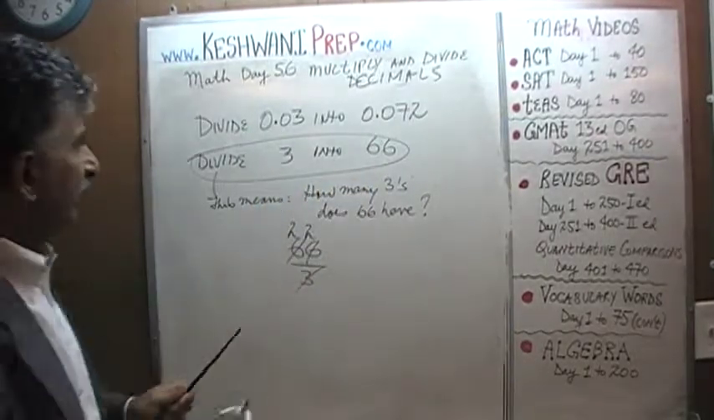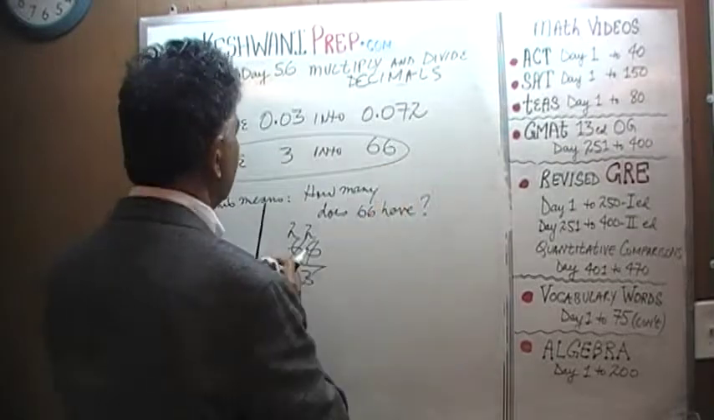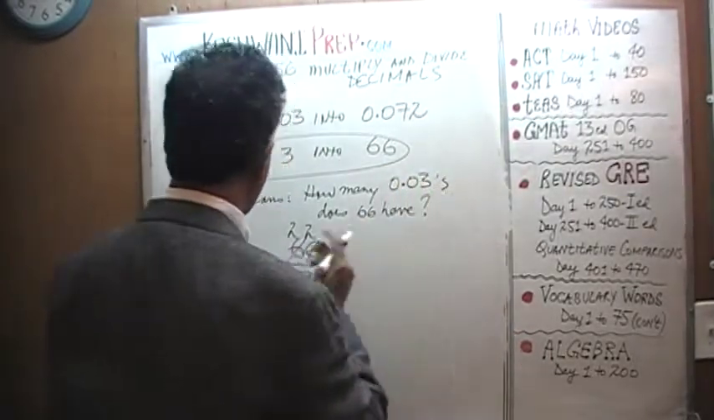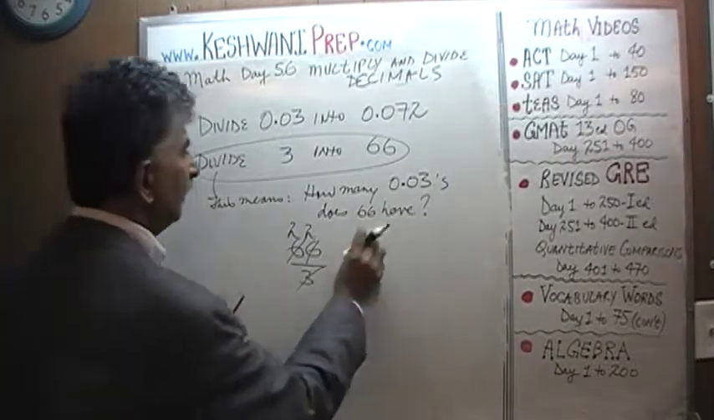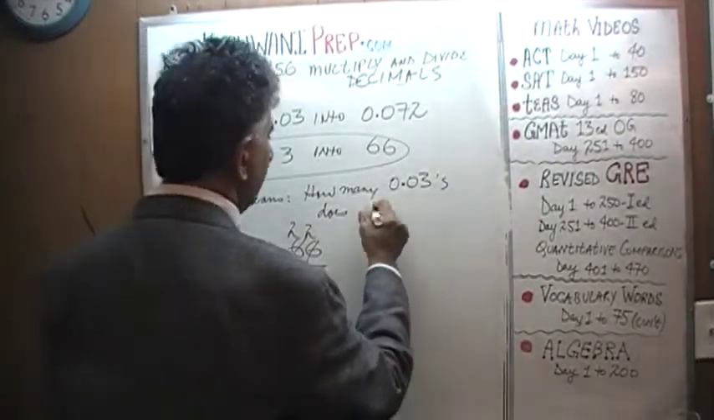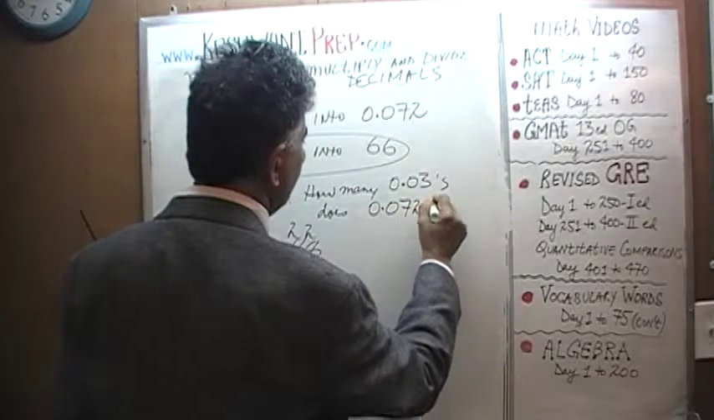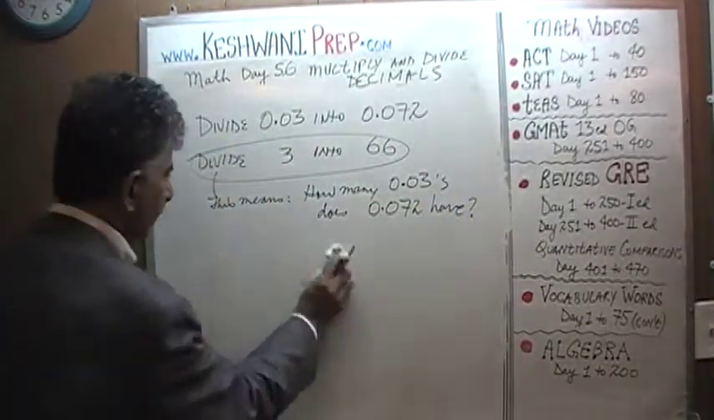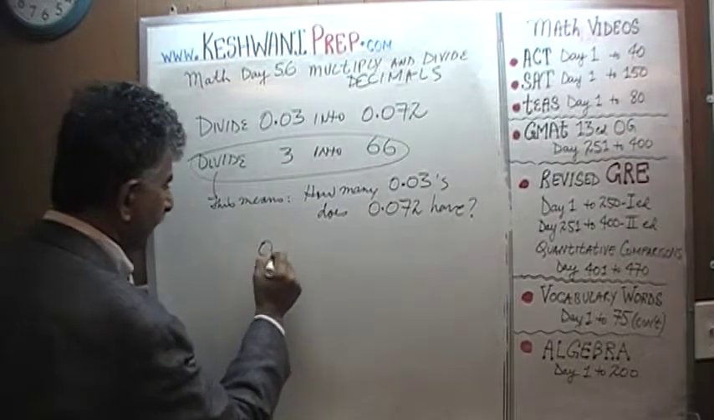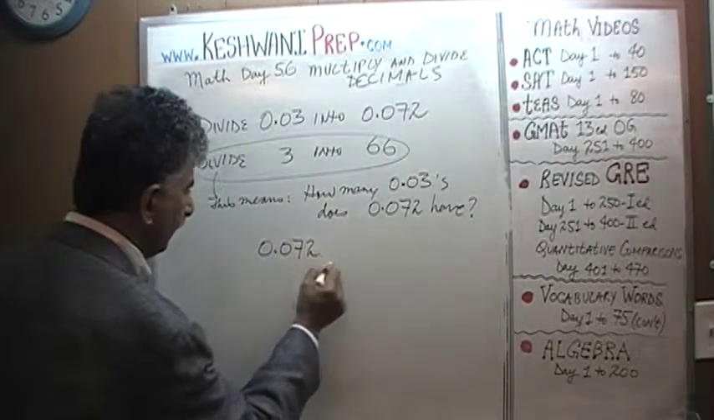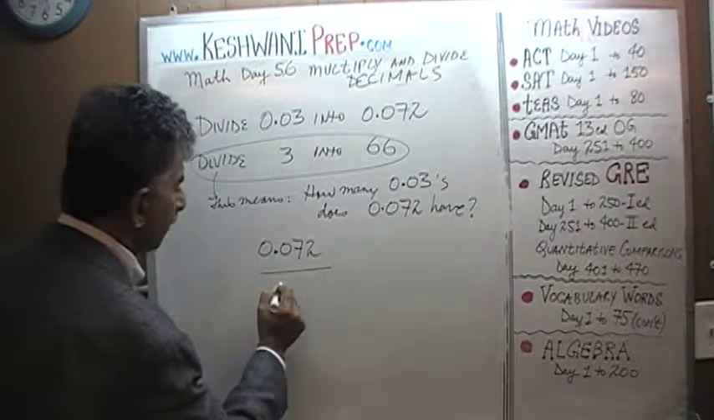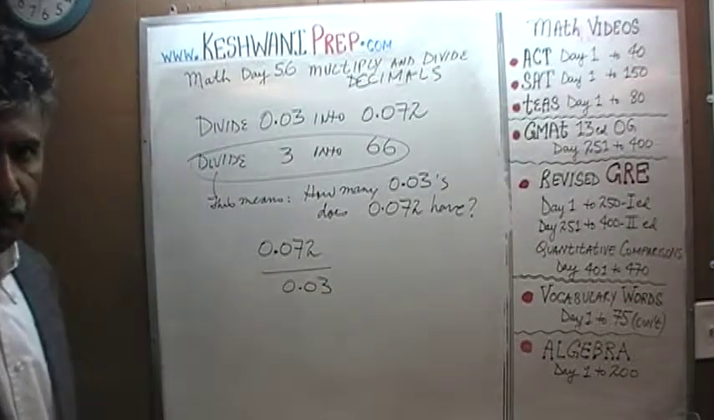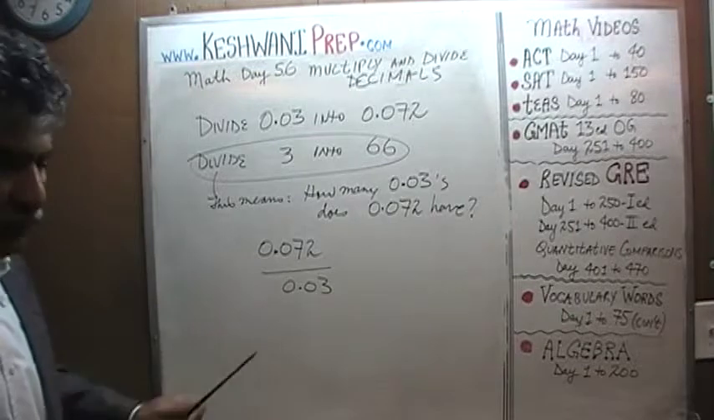This means how many 0.03's does 0.072 have? In other words, we're going to do the same as before. We're going to take our 0.072 and we need to divide it by 0.03. Let's do it together, shall we?